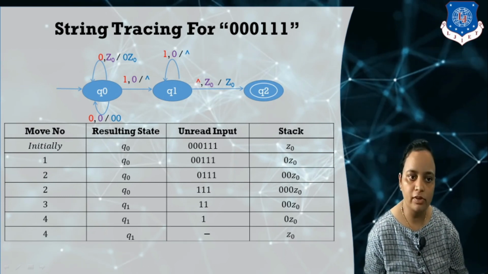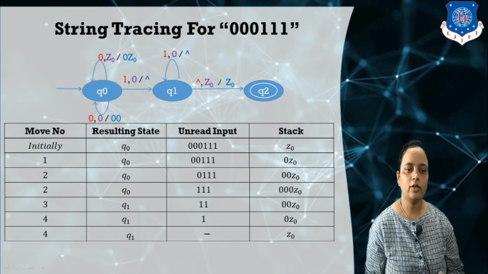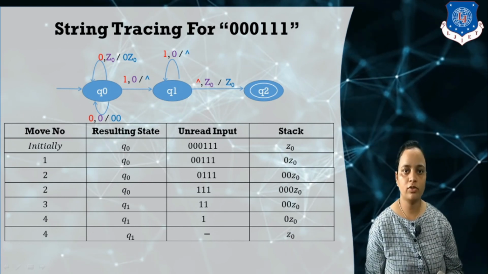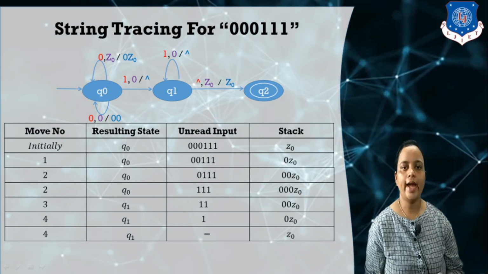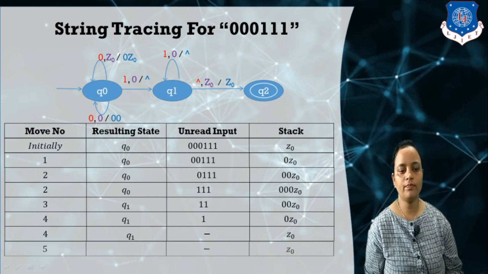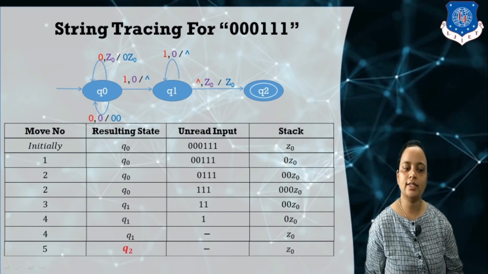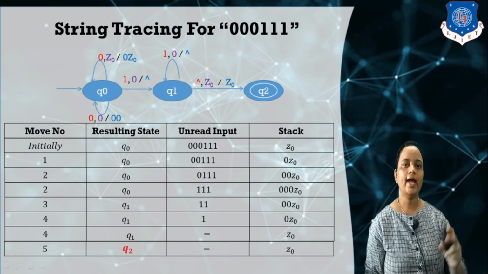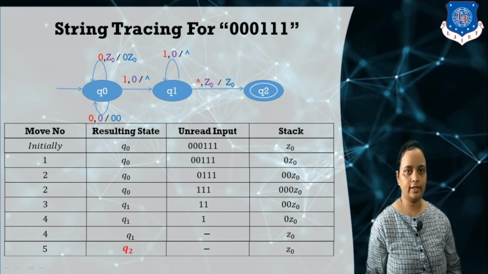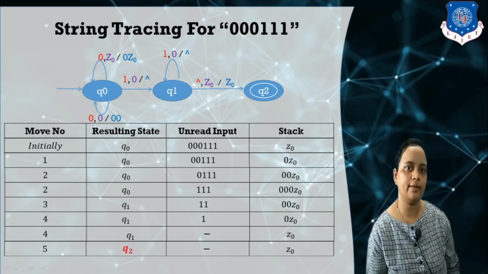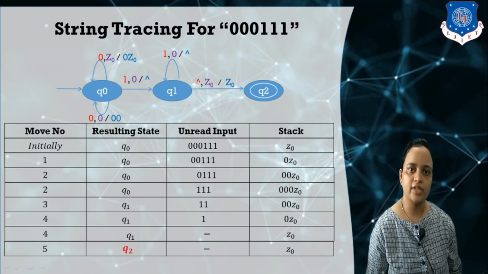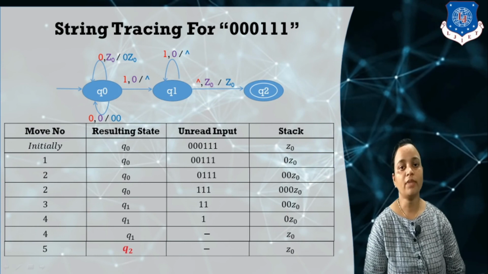Performing a pop operation. Now if you see, the unread input is finished. It means that we have reached the end of the string. It means that the input is null, the state is Q1 and the stack contains Z0. We are moving to the final state Q2. It means that at the end of the string, now check the state. If it is a final state, if yes, it means that the string is accepted. Otherwise, the string is rejected. Okay.